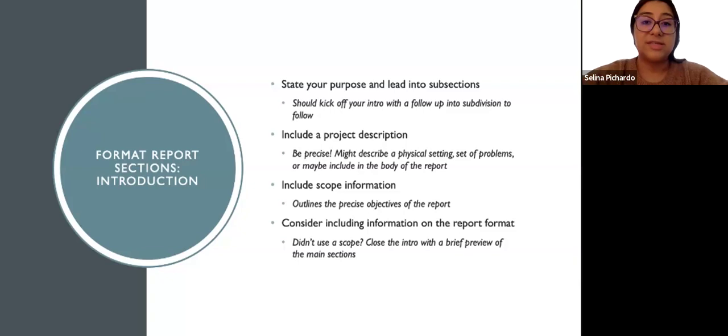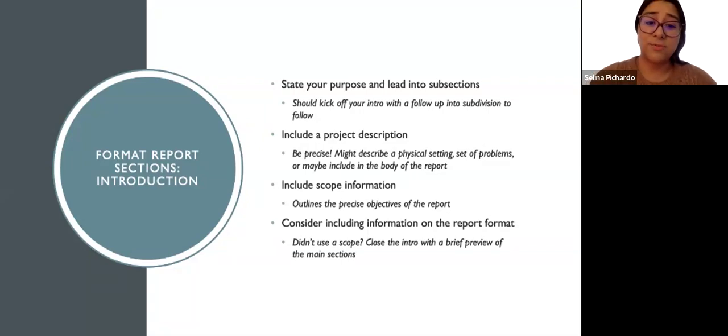Introduction. You want to view this section as your chance to prepare both technical and non-technical readers for the discussion ahead. You want to give information on the report's purpose, scope, and format. So state your purpose and then lead into subsections. You should kick this off with a follow-up into subdivisions. If there's going to be a decision maker reading this, highlight that you will be providing recommendations to the solution in the recommendations section, something like that.